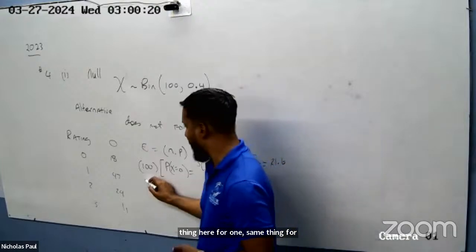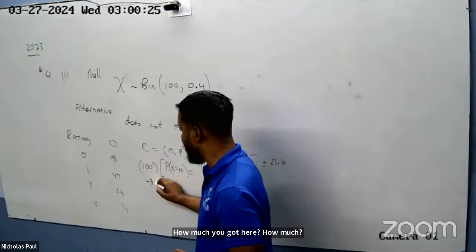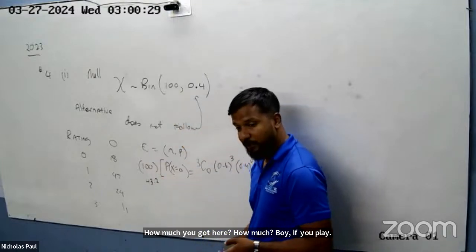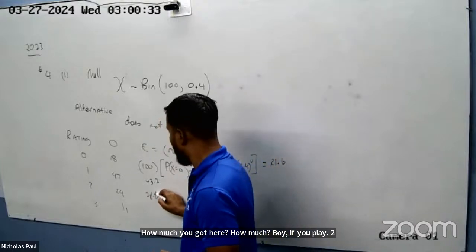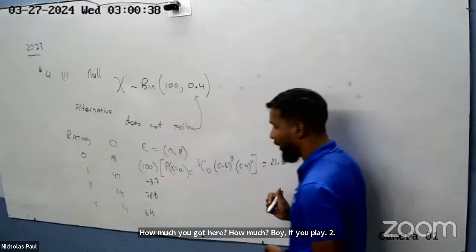How much did you get here? 43.2. Remember, you had to round up to make sure it sums to 100. How much is here? And when you add it up, it should be 100.